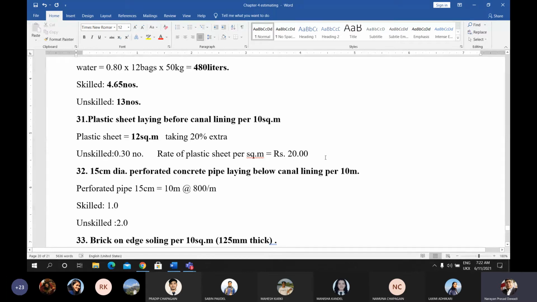Rate of plastic per sheet is rupees 20 per meter. Material cost will be 12 into 20. That will be the material cost, and the labor cost is 0.30 into 900. Add material and labor, and provide 15% contractor overhead. Again, add 13% contractor tax for laying the plastic sheet before lining per 10 square meter area.